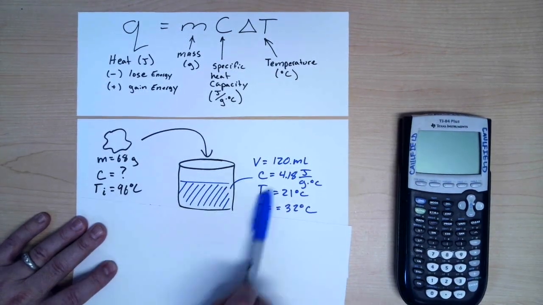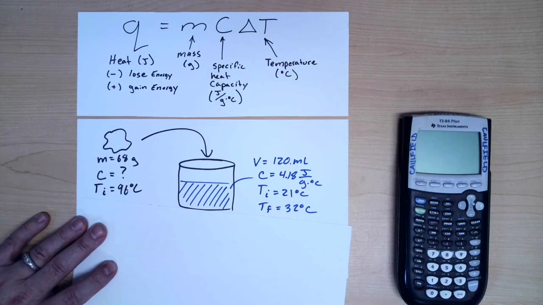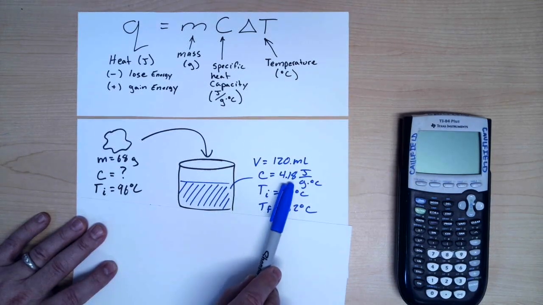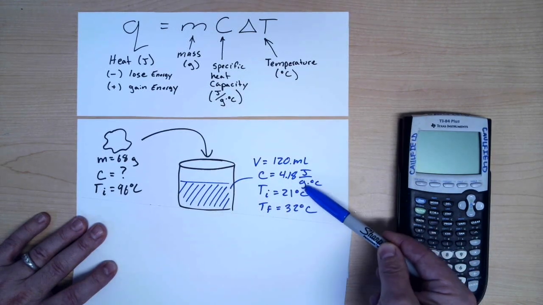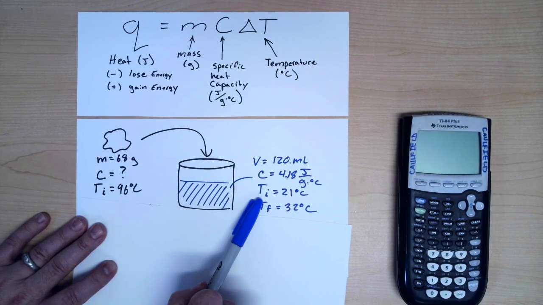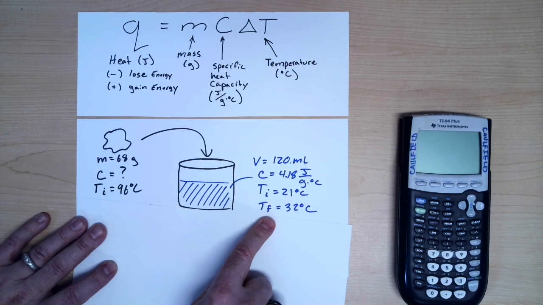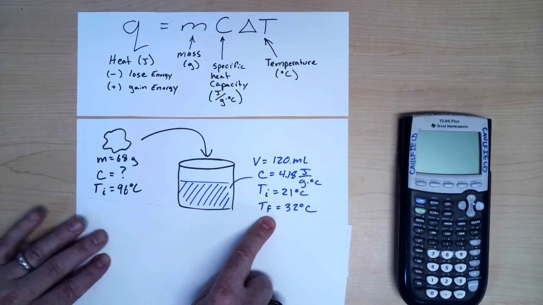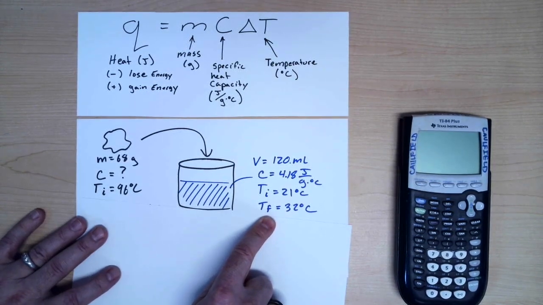We've got some water in here. I've specified that we have 120 milliliters of water. This is the specific heat capacity of water. That's a very easy to look up number. Those units are joule per gram per degree Celsius. I have defined the initial temperature of the water, and then what I'm showing here is T final. This is a shared final temperature.